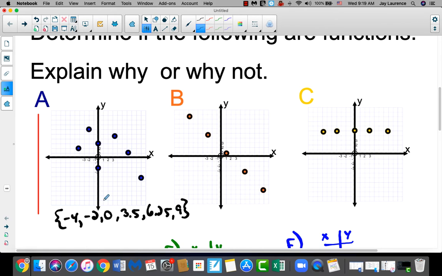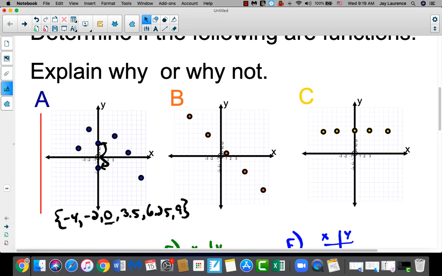Check out the input of 0. It has two outputs. 0 goes to 3, but it also goes to -2. This is not a function. The first good reason why this is not a function is that it has an input going to more than one output. See how I use the definition directly?